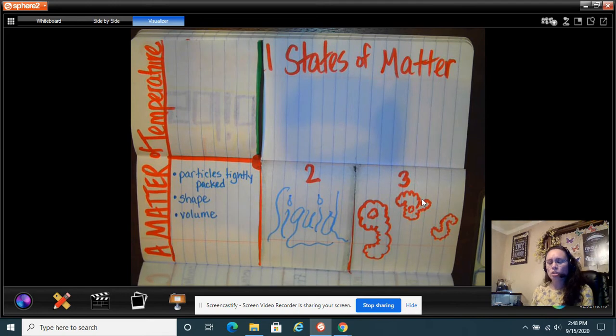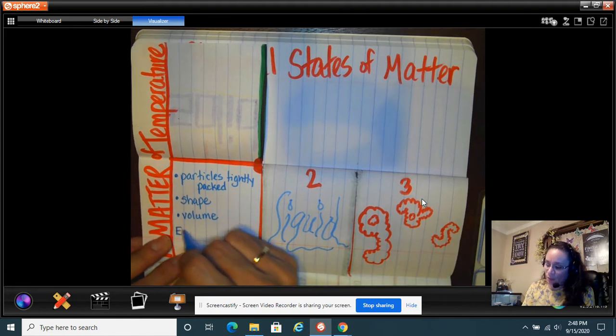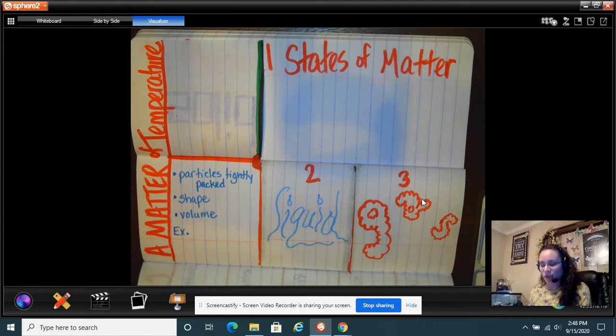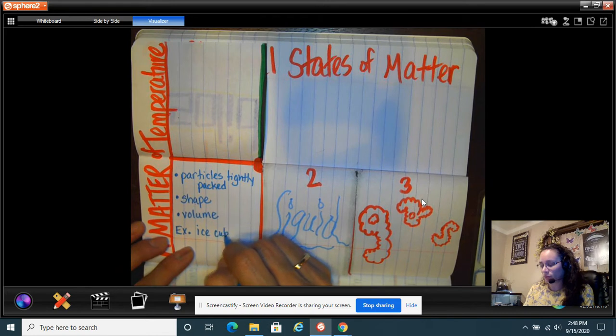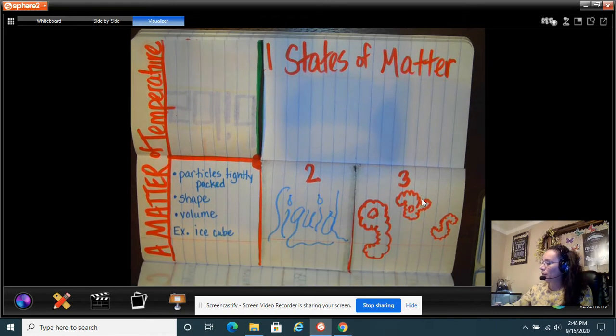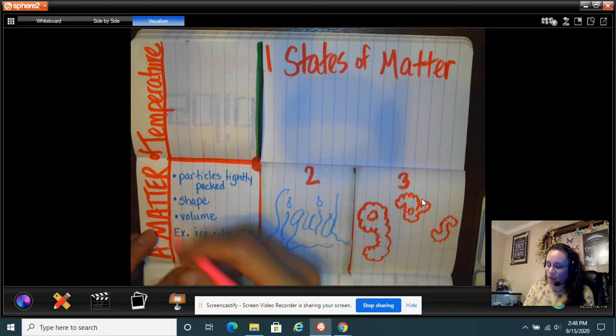So a solid behaves. The particles are tightly packed. It has a shape. It has a volume. And then I'm going to put an example of what a solid is. An example would be an ice cube. But then I'm going to change my marker color and put a non-example, not an example, of a solid.